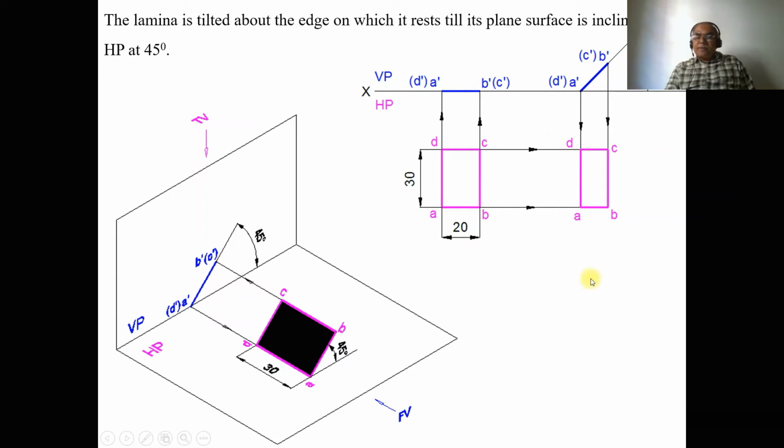As we look from the front view, A and B are near to the observer, so A dash, B dash is visible. C and D are away from the observer, so C dash, D dash is in brackets. When you look from the top view, all of A, B, C, D are near to the observer, so it is totally visible.